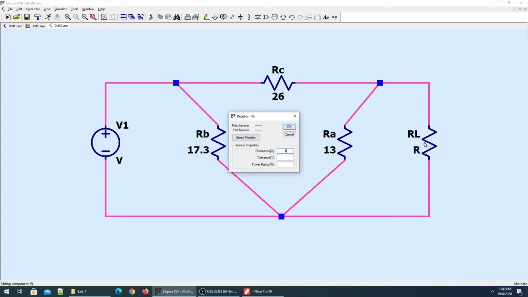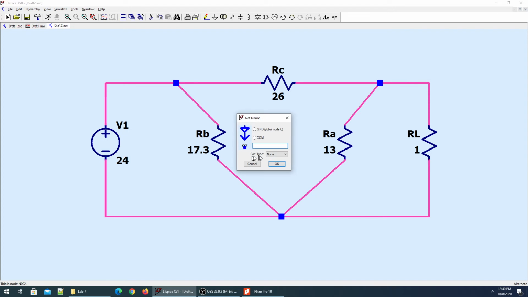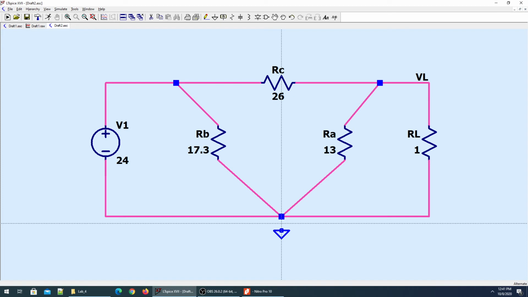RL is 1 ohm. This was 24 volts, and I'll bring F4 net label as VL. Put it here. Perfect. Now I need the ground. I'll bring the ground, F3. Keep on forgetting the ground.